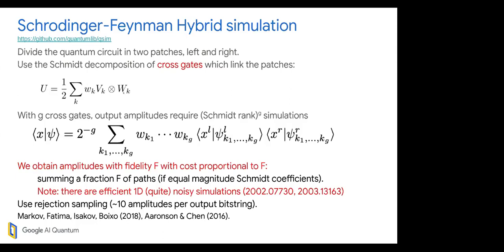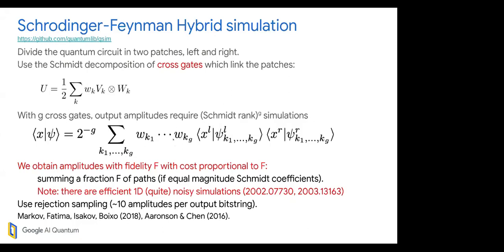So if you only have one gate across the patch with 4 terms in this decomposition, then you actually need to do 4 simulations on the left and 4 simulations on the right. Now we have more than one gate, so we need to do a lot of simulations of the left and a lot of simulations on the right, because we need to calculate all the terms in this sum, which is the product of the Schmidt coefficients for the Schmidt decompositions of all the cross gates. So the number of terms in this sum is exponential in G, which is the number of gates connecting the two cuts. So the complexity grows exponentially. The simulation cost grows exponentially in the number of cross gates.